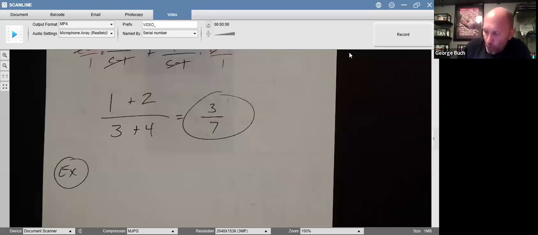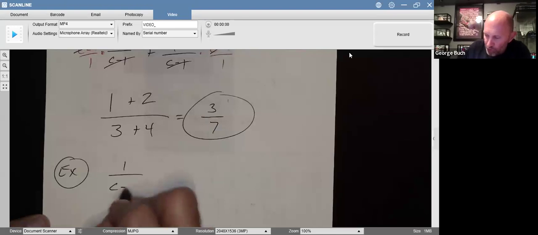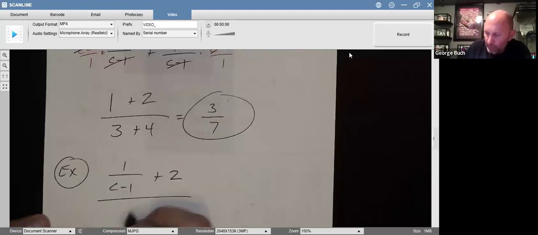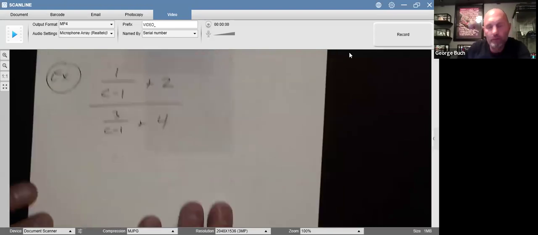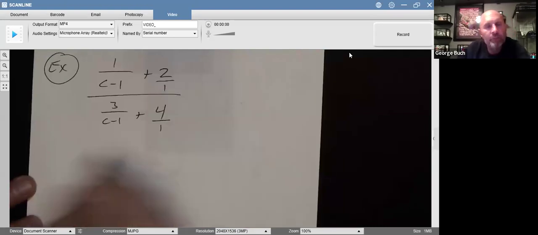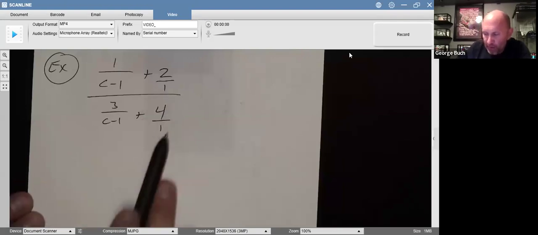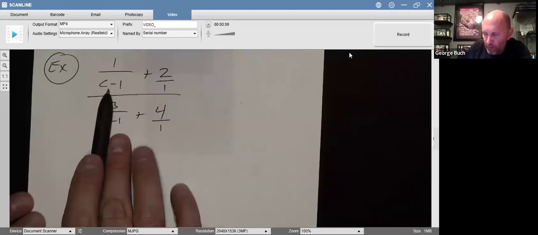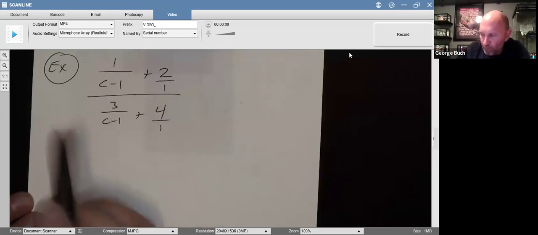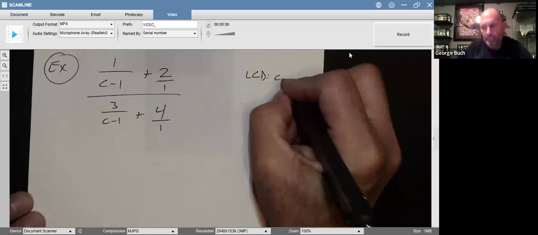All right. What if I have 1 over c minus 1 plus 2 divided by 3 over c minus 1 plus 4? So this is like 2 over 1. This is like 4 over 1. So what is my LCD? Well, it's still c minus 1. I have a c minus 1 here, and a couple of 1s. So the LCD is still c minus 1.